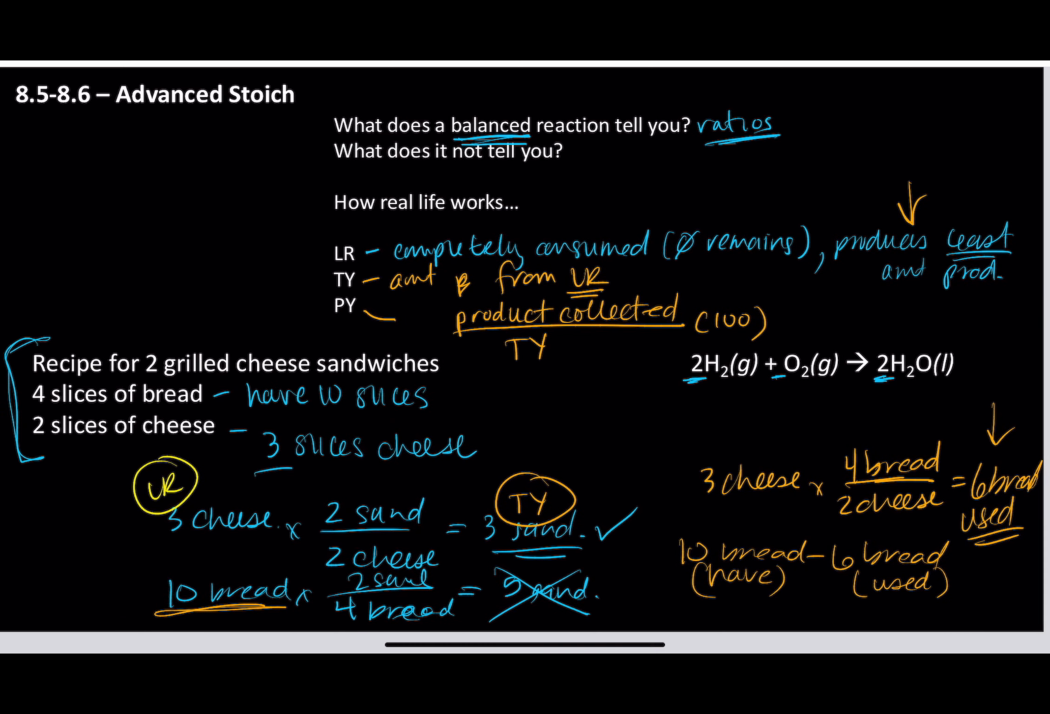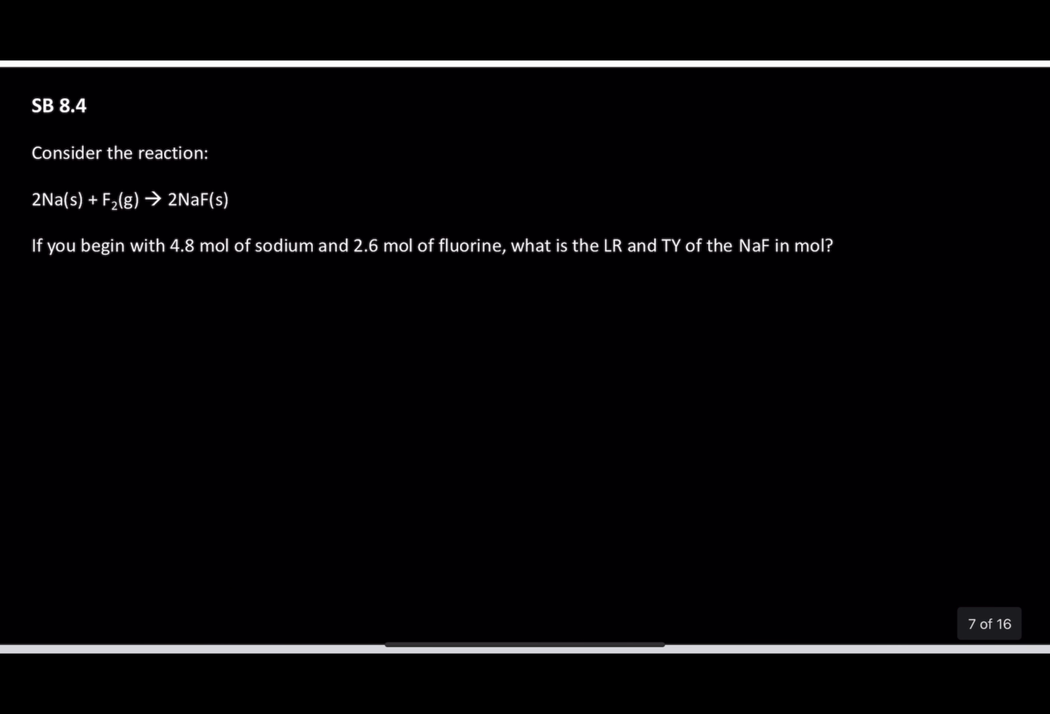All right, so let's do some practice. Skill Builder 8.4, we've got a balanced chemical reaction. And our problem says that we have 4.8 moles of sodium and 2.6 moles of fluorine. We would like to know the LR, the theoretical, in moles.